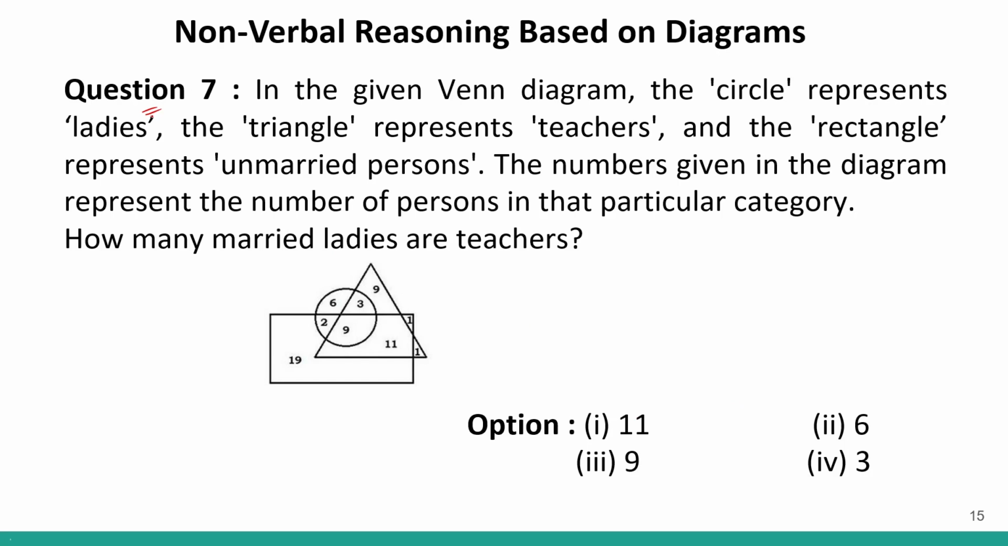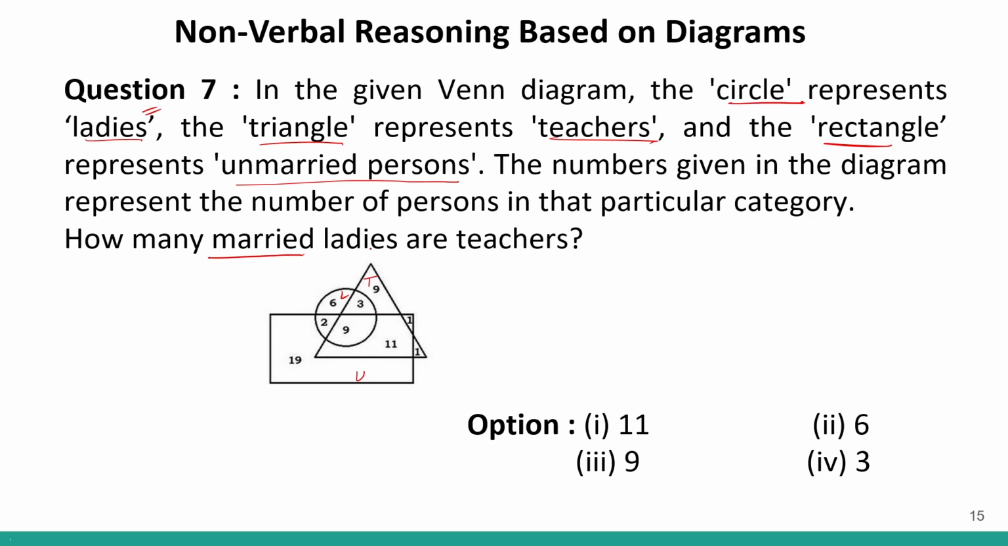Now, question number 7. We are given a Venn diagram and we have to find a particular quantity. So let us see. In the given Venn diagram, circle represents ladies. Triangle means teachers. So this is the triangle, these are the teachers. Then we have rectangle. Rectangle means unmarried persons. Rectangle is this, unmarried people. The number is representative of the number of people in that particular category.